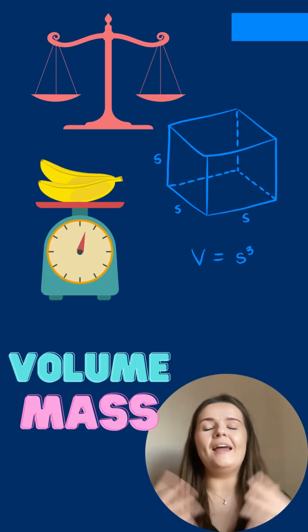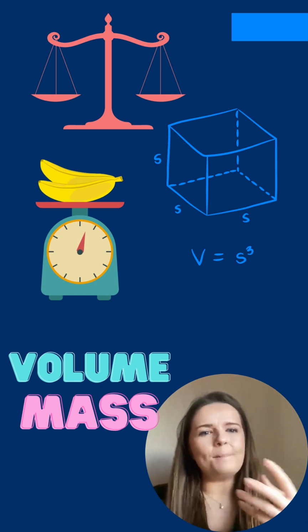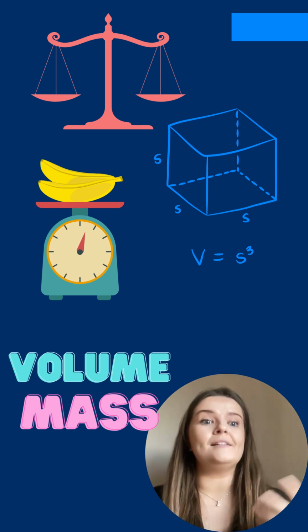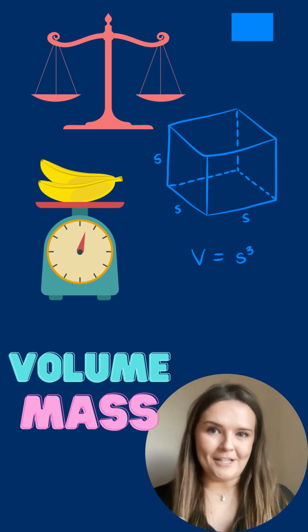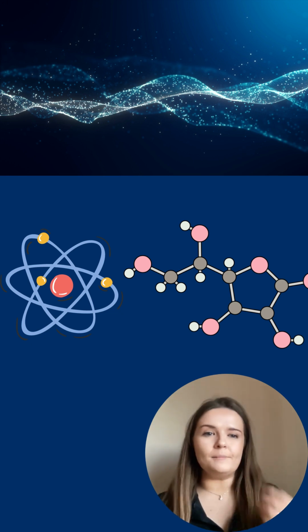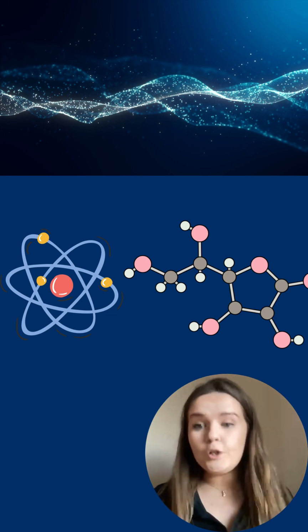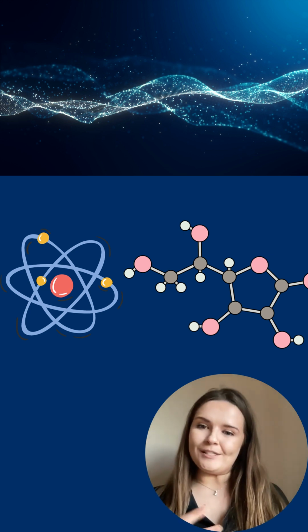So matter is anything that takes up space and can be weighed. So in other words, matter has a volume and a mass. Matter can therefore be weighed and measured. But what is matter made of? Well, all matter is made of really tiny particles, too small for us to even see, called atoms and molecules.